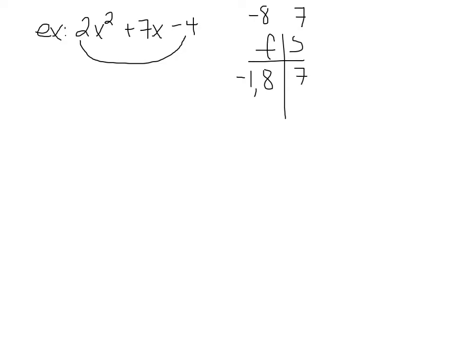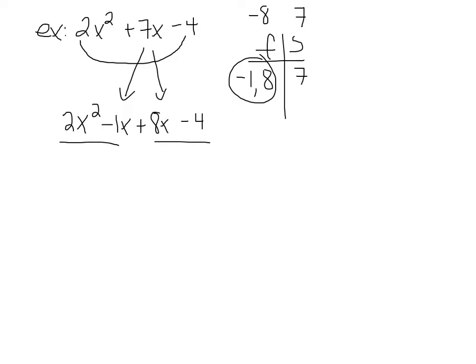If you refer back to the previous page, it says once you find your two numbers, you're going to rewrite the middle term. So the first term, 2x squared, stays itself. But instead of writing 7x, we're going to write minus 1x plus 8x. And then the last term stays as it was. Notice that the -1 and the 8 now show up here and here in the problem. So we now have 4 terms, and then the problem will factor by grouping.